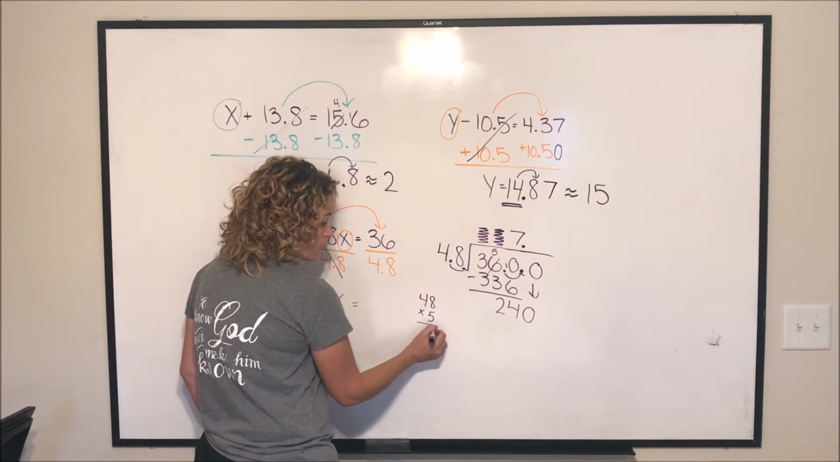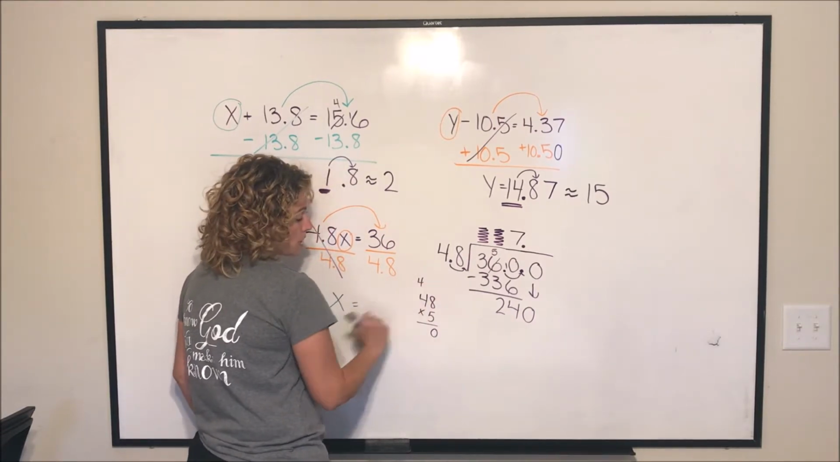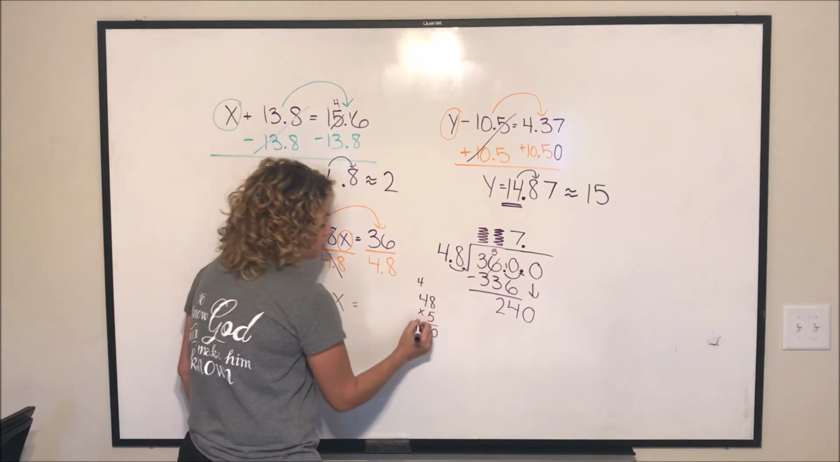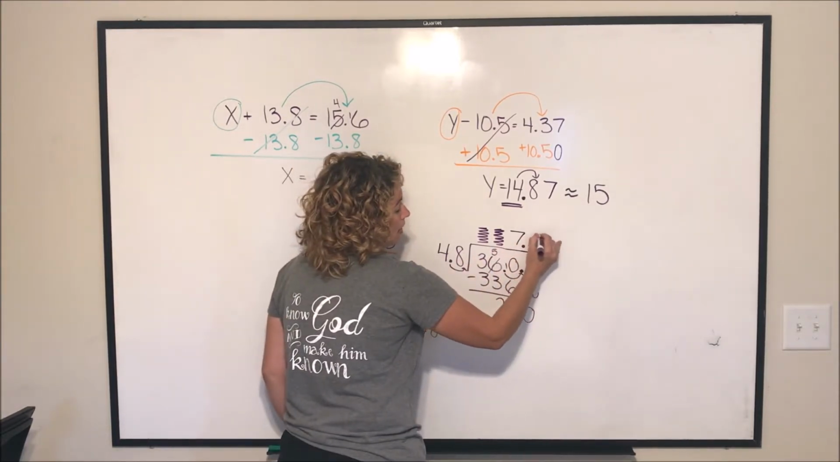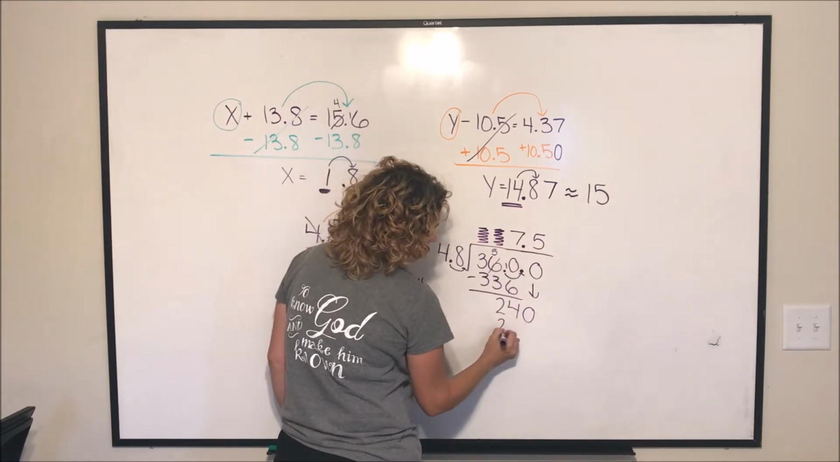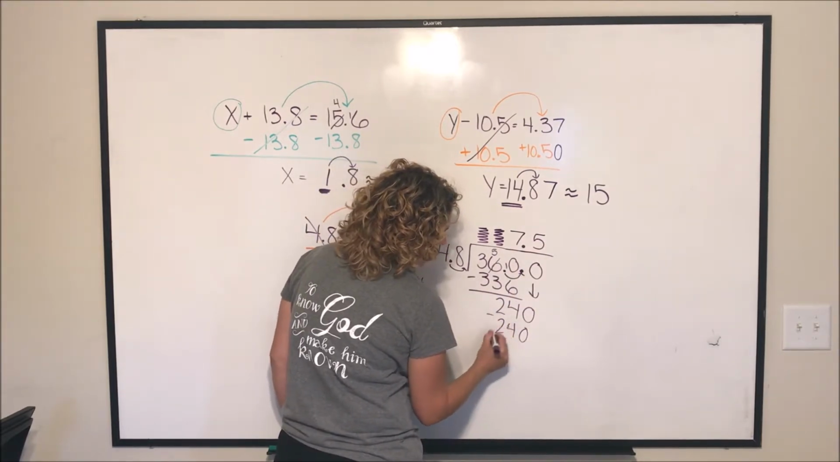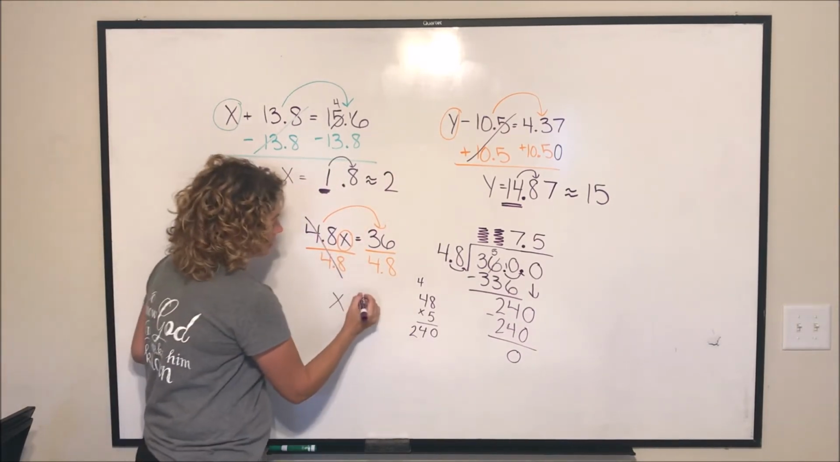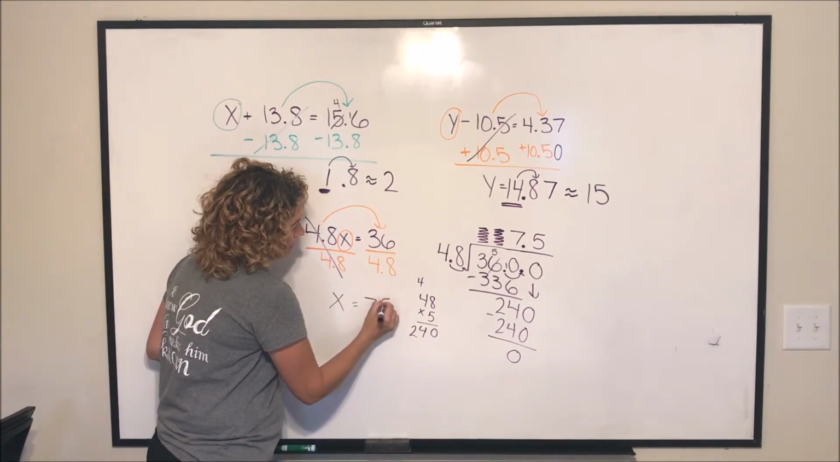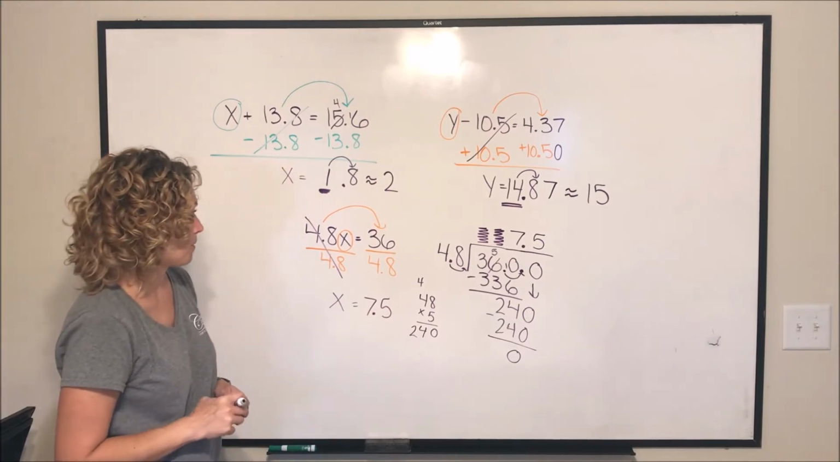5 times 8 is 40. 4 times 5 is 20, plus 4 is 240, which is what we want. So we're going to add in the 5, 240, subtract, we get 0. Okay? So x is 7 5/10. Okay?